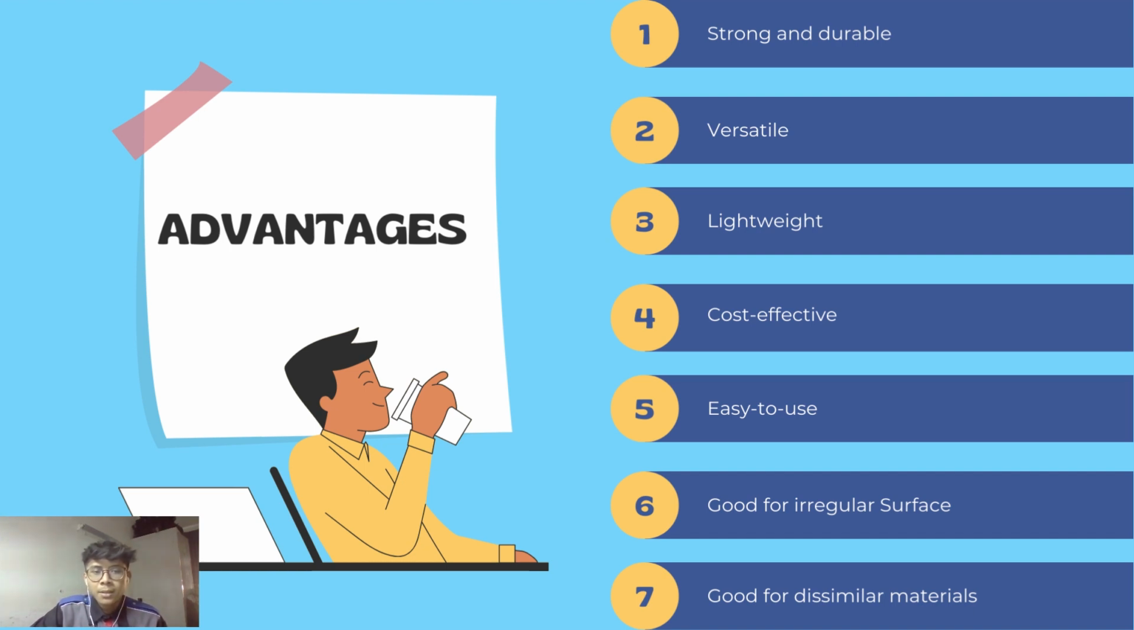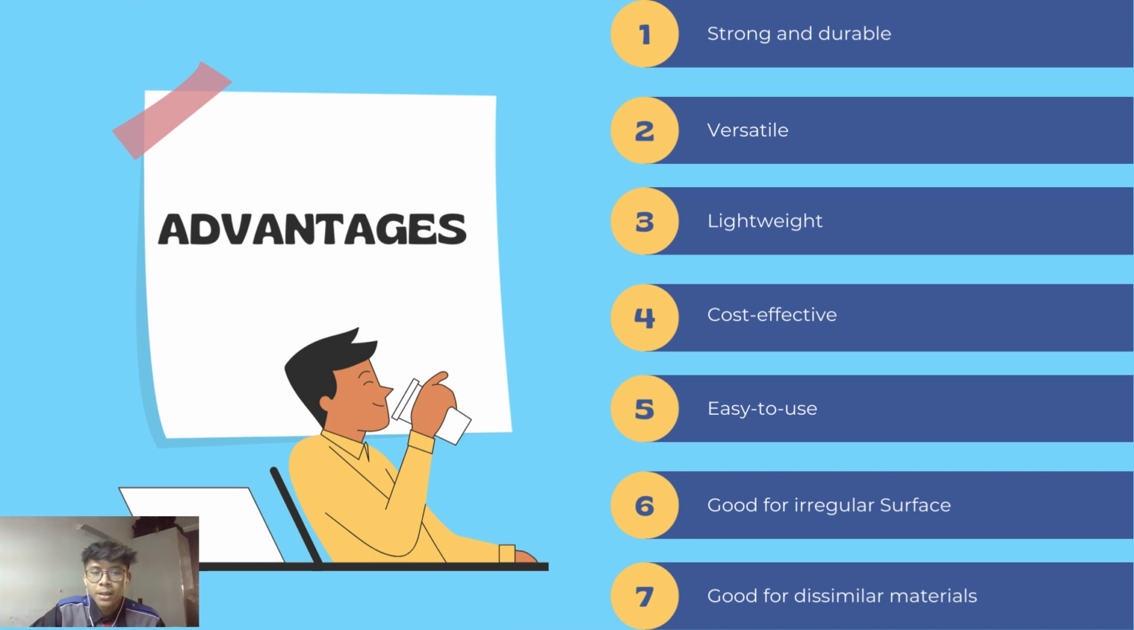Adhesive bonding is a method of joining two surfaces together using a substance called an adhesive. The advantages of using adhesive bonding include, number one, strong and durable. Adhesive bonding creates a strong bond between the two surfaces, making the joint durable and able to withstand various environmental conditions. Next, number two, versatile. Adhesive bonding can be used on a wide variety of materials, including metal, plastic, and composite.